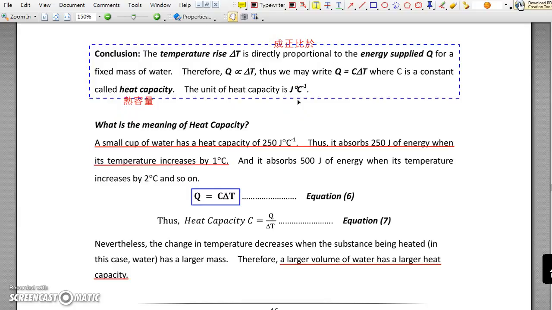And what does that mean? For example, a small cup of water has a heat capacity of 250 joules per degree Celsius, and it means that it absorbs 250 joules of energy in order to increase its temperature by 1 degree Celsius. And if it absorbs 500 joules of energy, then its temperature increases by 2 degrees Celsius. And of course, for a larger cup of water, the heat capacity will be larger.